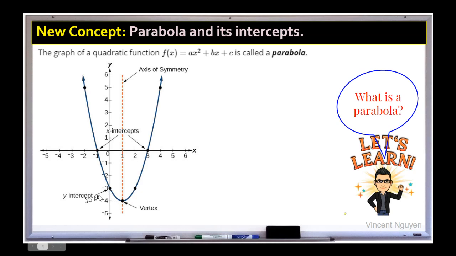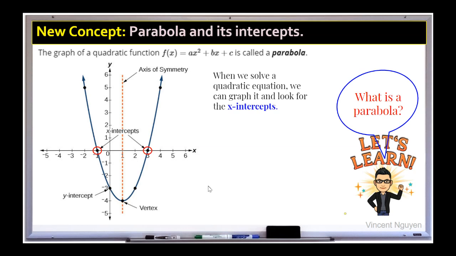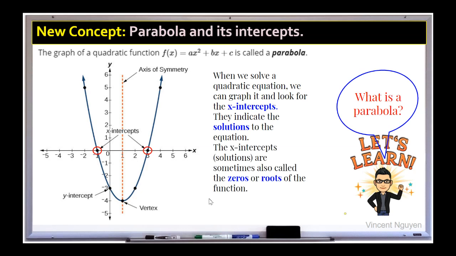And the point where it touches the y-axis is called the y-intercept. And the points where the graph touches the x-axis are known as the x-intercepts, right? So in this case, we have two of them. These are the two most important things that are relevant to our lesson today, okay? So when we're graphing a parabola, when we're graphing a quadratic equation, we're going to be looking for the x-intercepts, because these indicate where the solutions of the equation are.